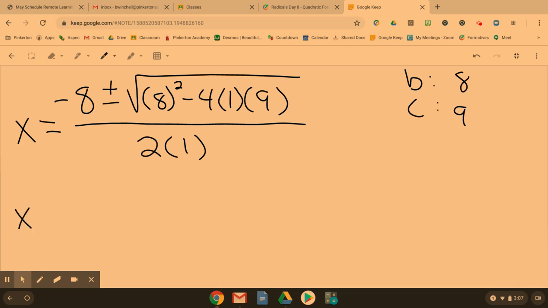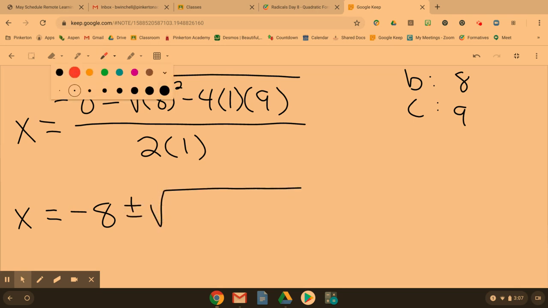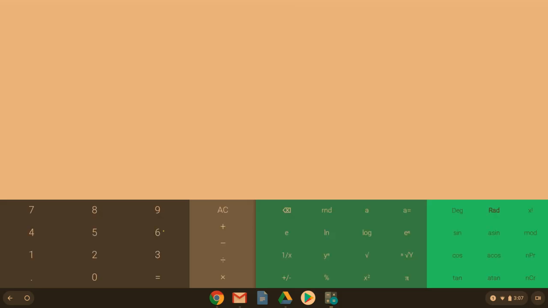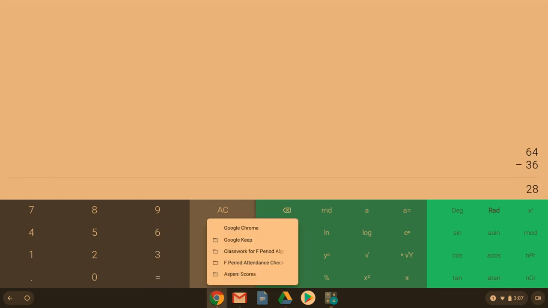Let's start with the radical, because I can't simplify negative 8, so I'll go plus or minus. I'll color code this work over here. 8 squared is 64. And then negative 4 times 1 times 9 is negative 36. So then 64 minus 36 is, let's take a look, just so I'm not wrong on camera. 64 minus 36, 28. What a fun number.